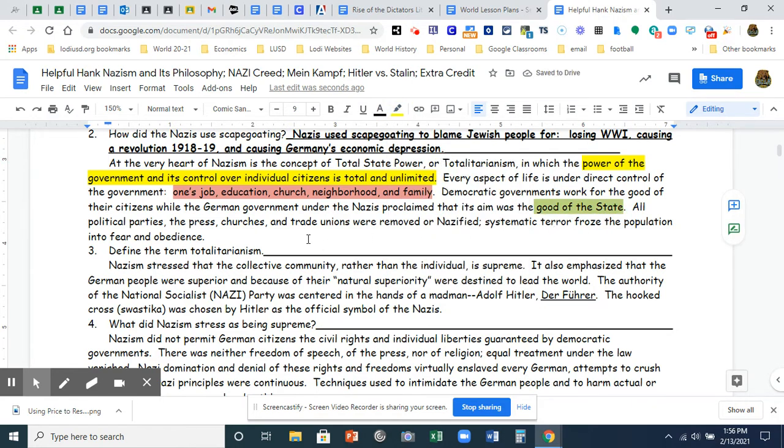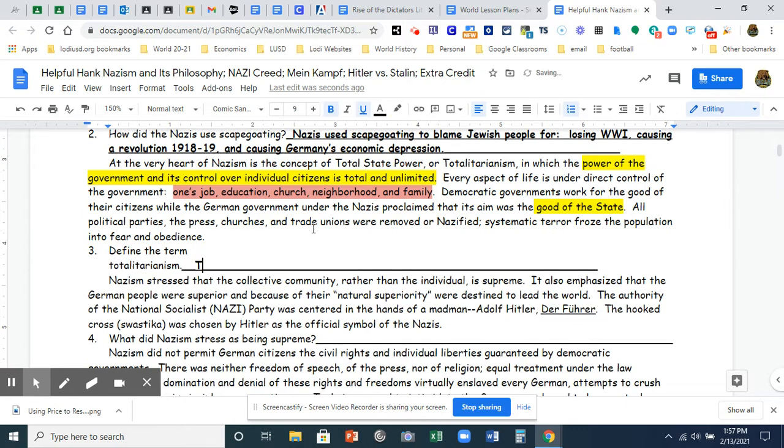All political parties, the press, churches, and trade unions were removed or Nazified. Meaning that made it more like the Nazis, meaning there was less freedom, meaning if you did the wrong thing in any of those groups, the Nazis could imprison you and torture you and maybe even kill you. Systematic terror froze the population into fear and obedience. Okay, I'm going to write up maybe two more of these answers and then I will just point them out.